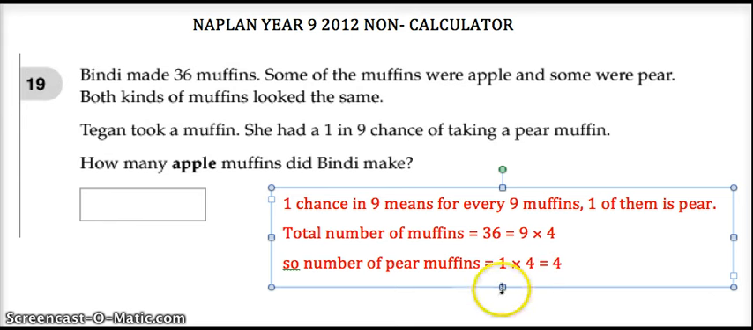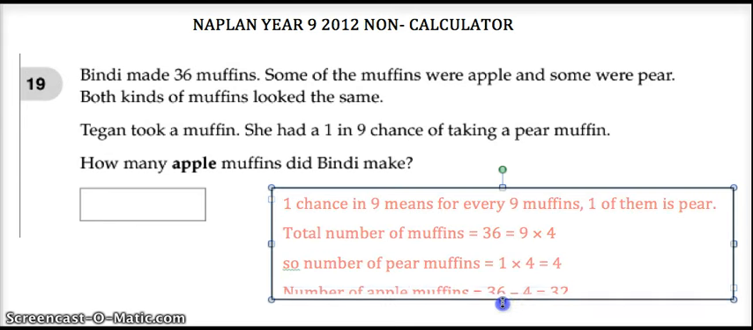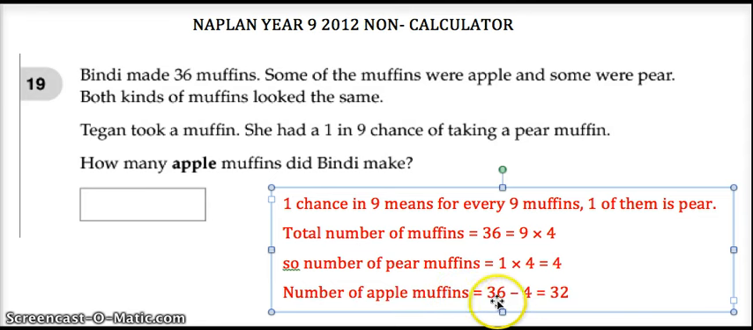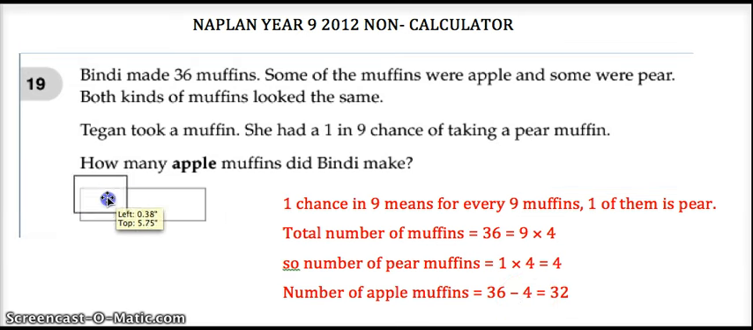Now we need to see how many apple muffins are left. Because there were 36 muffins in total, the number of apple muffins will be 36 take away these 4 pear muffins, which is 32.